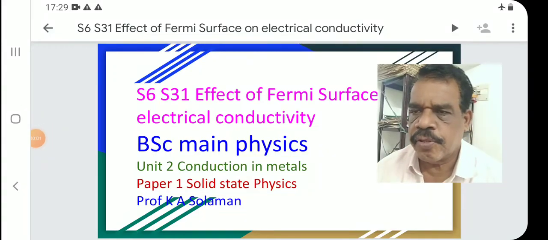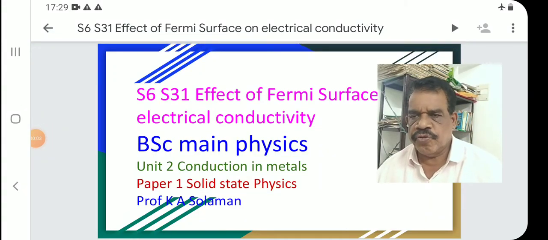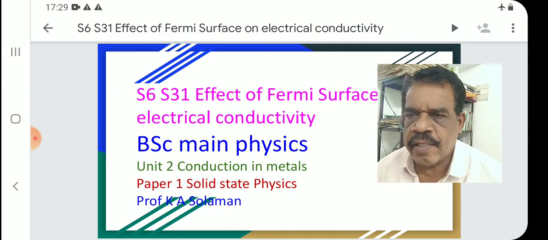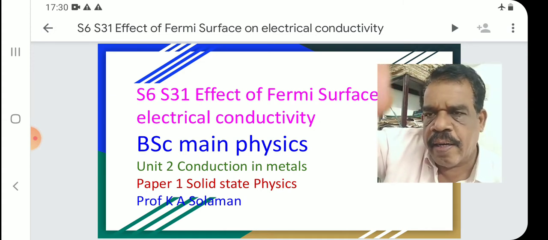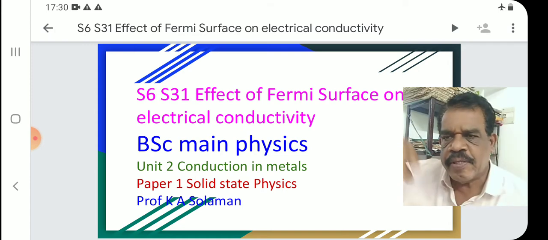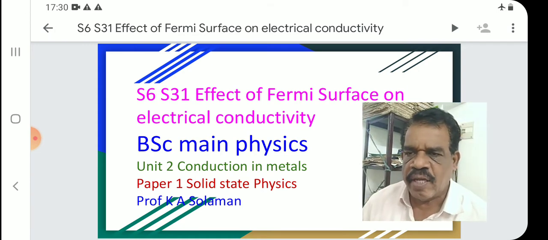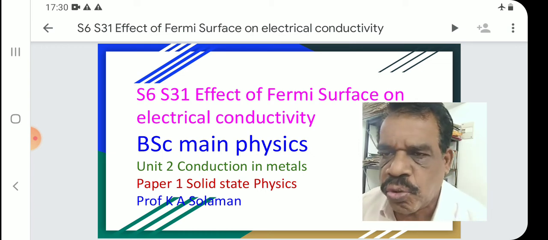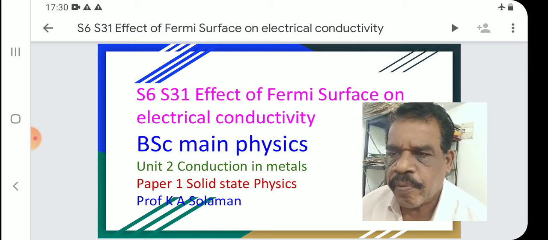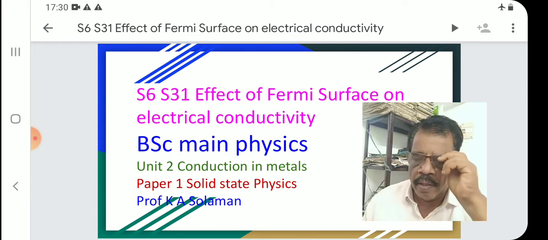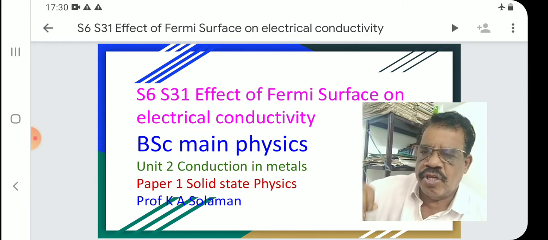In physics. This is semester 6 paper 1 solid state physics. The class is S number 31, effect of Fermi surface on electrical conductivity, from unit 2, conduction in metals. Paper 1 solid state physics, BSc main physics, semester 6.